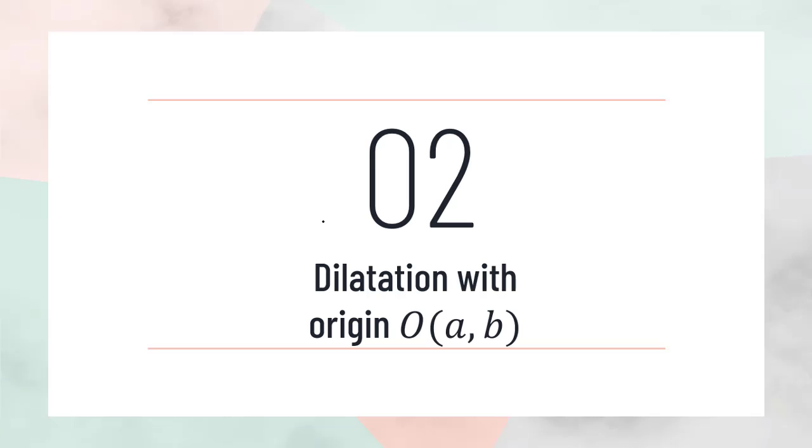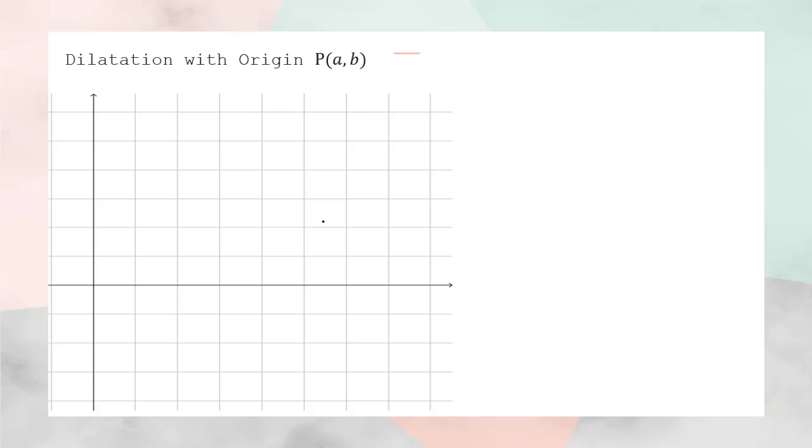And now, let's move on to the next dilatation, dilatation with the center P(a, b). To give you an idea, we'll sketch it on a Cartesian coordinate plane with x-axis and y-axis. If I have a point P with coordinates (a, b), the horizontal length is a units, and vertically it is b units.